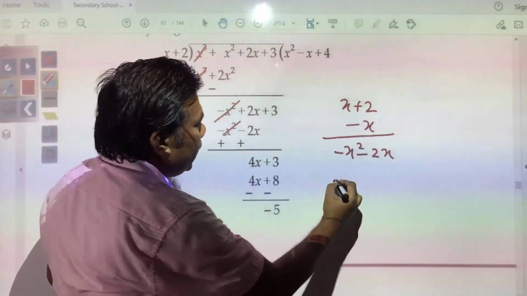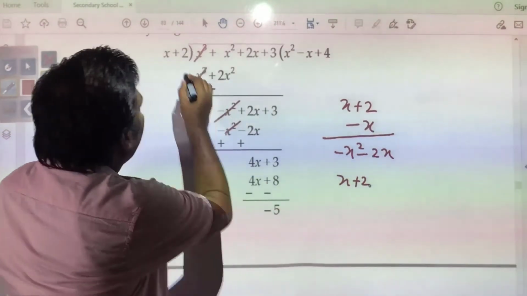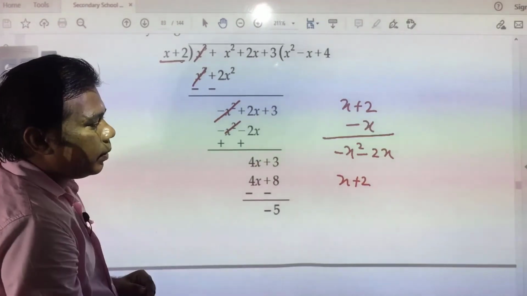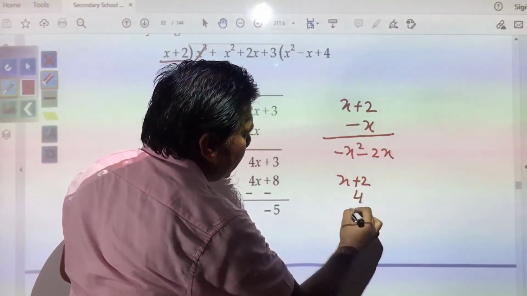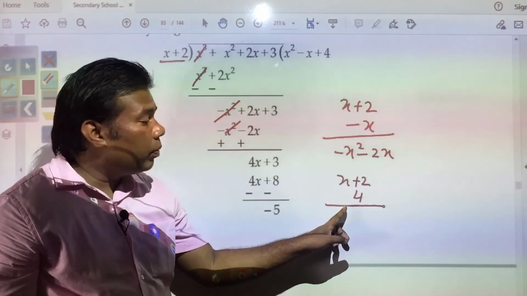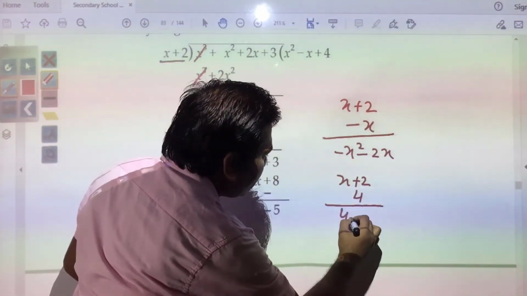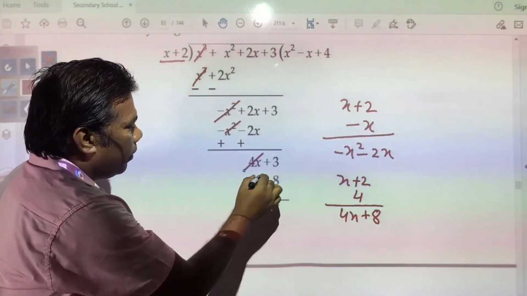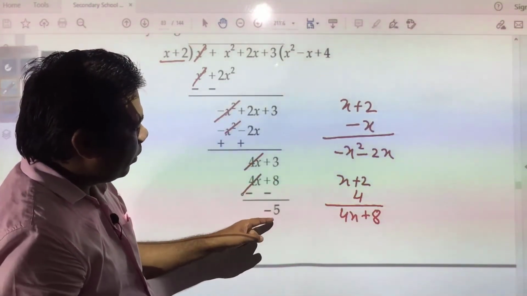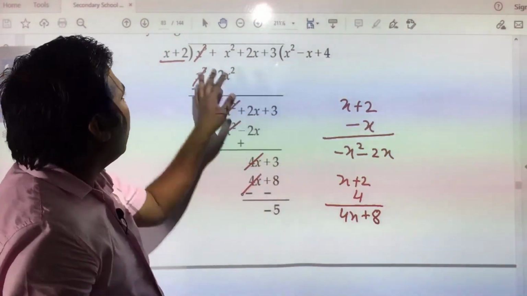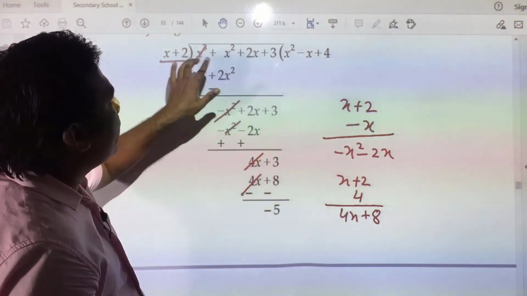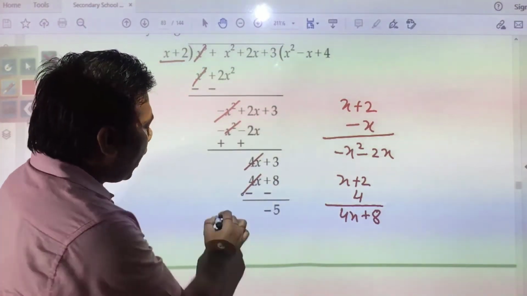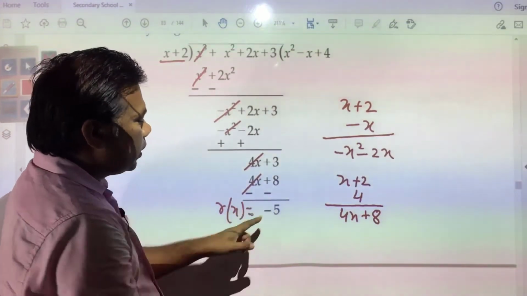Now, again you need to see x + 2 you have divisor, by which term it will be multiplied, so that you will get 4x. So, clearly it is required to be multiplied by 4. So, 4 into x is 4x and plus 8. So, this has been written. Now, 4x and 4x got eliminated and you are left with −5. So, your G(x) is equal to x + 2, Q(x) you have got x² − x + 4 and R(x) you have got −5.